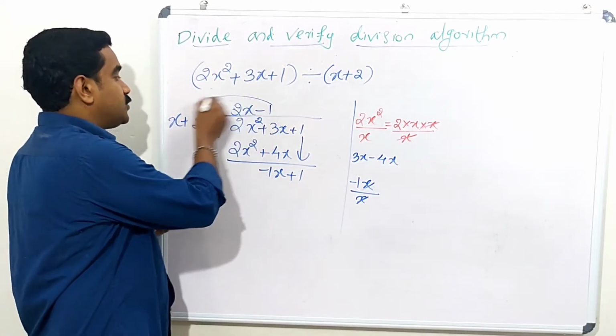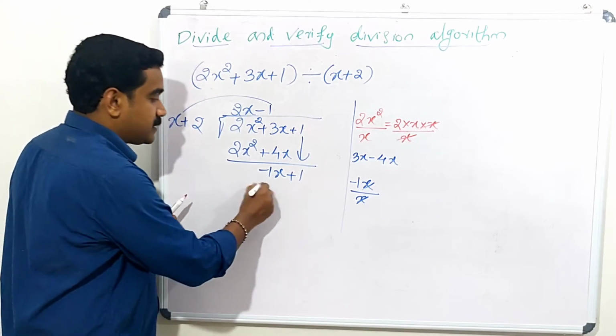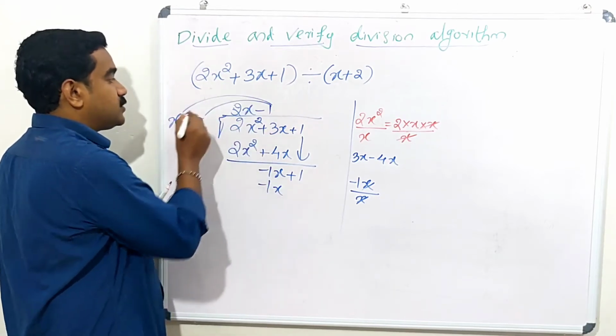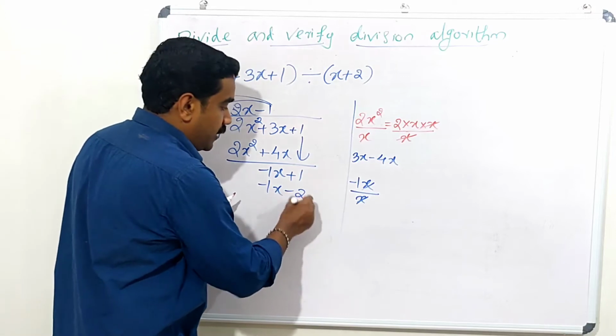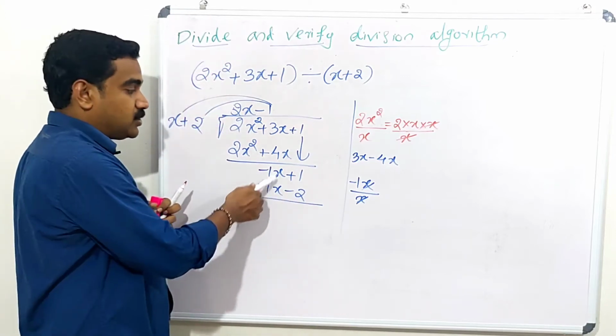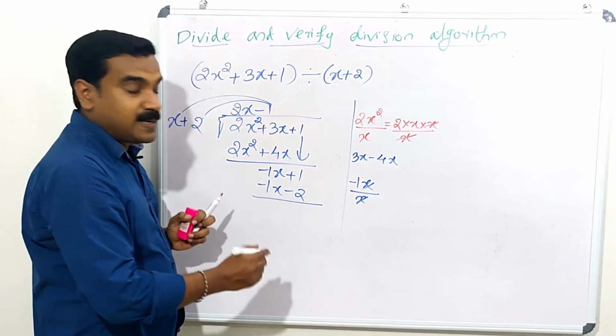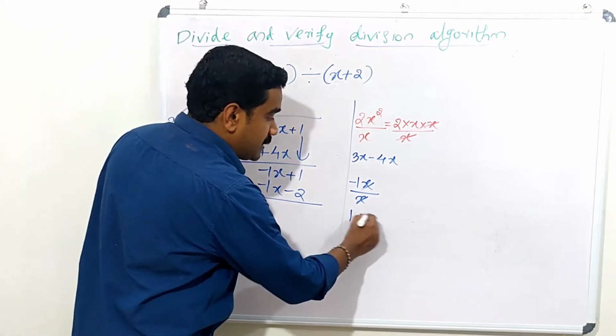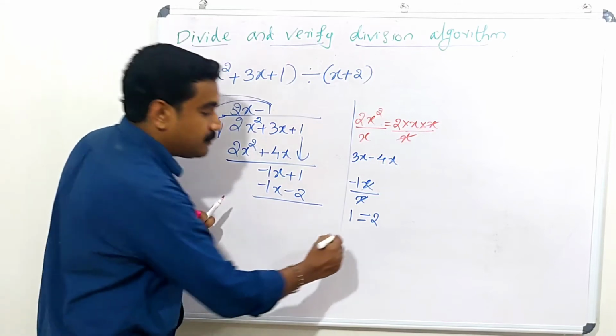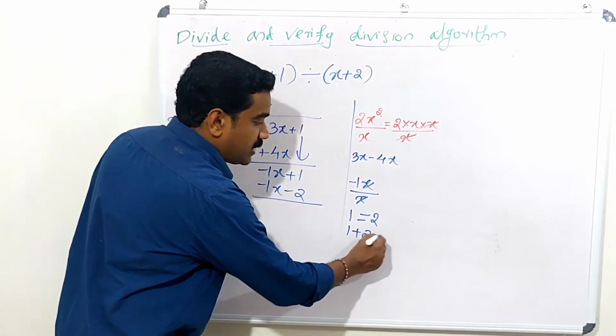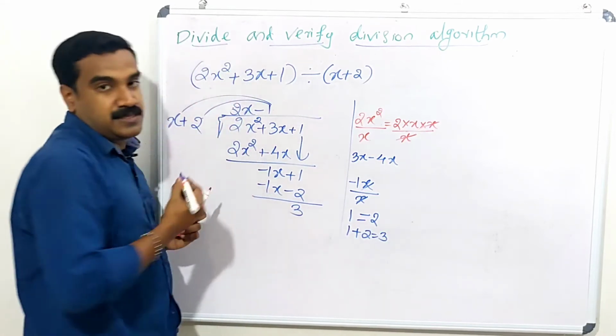Okay, then negative 1 into x. What is negative 1 into x? Negative 1x. Then negative 1 into 2. What is negative 1 into 2? Negative 2. Then subtract. Negative 1x minus negative 1x, 0. 1 minus minus 2. What is 1 minus minus 2? Two negatives coming together become positive. That is 1 plus 2. What is 1 plus 2? 3. So this is 3.